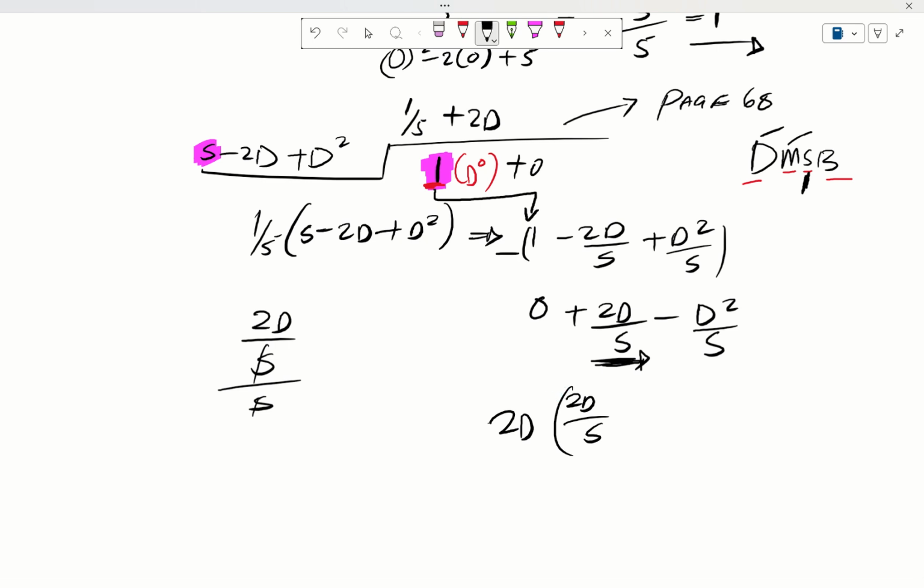Are you guys familiar with this long division? You are familiar with long division?